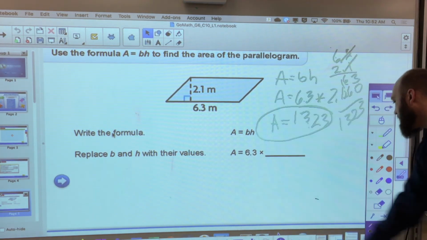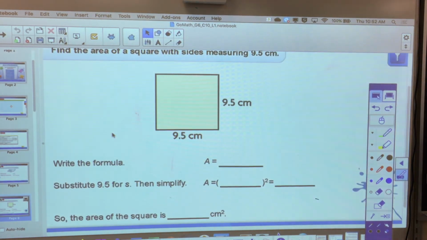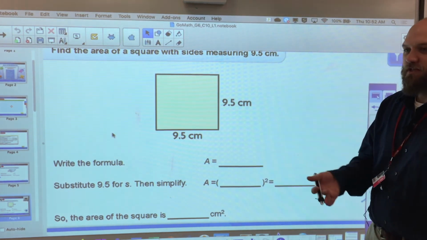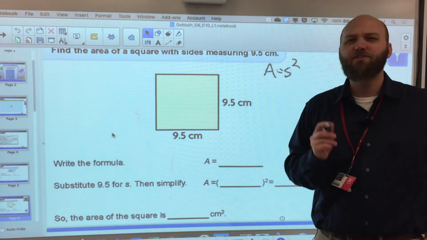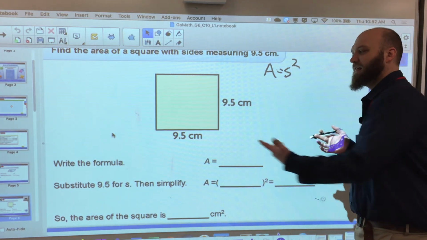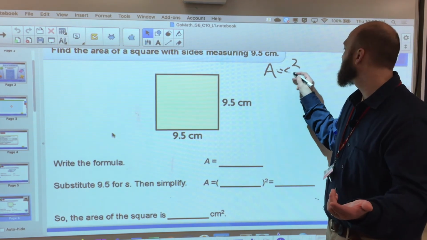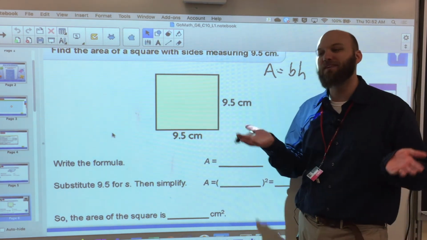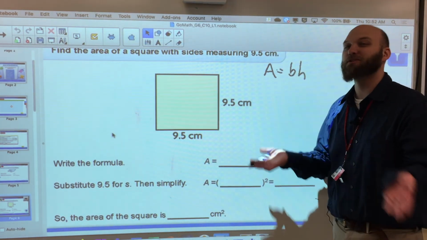So let's take a look at one more, and then we will be done. Find the area of the square with sides measuring 9.5 centimeters. They're going to give you this formula for a square. The area equals side squared, which is a very quaint way to say this side times that side. And you know what that means? Base times height. Because they're a square, they have the exact same measurement on both. So you could just take that number and square it, which is multiplied by itself.